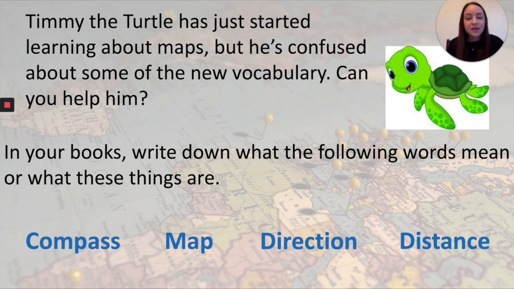So have a think. If you need to, rewind the video and find all of the information you need, and then write down what the following words mean or what they are in your book to help out Timmy the Turtle. If you've finished helping out Timmy the Turtle and you still want to do some more work and you're loving this geography topic at the moment, I do have a challenge for you. So keep watching and you can do the challenge work as well.